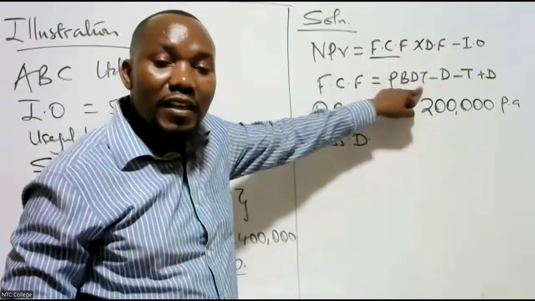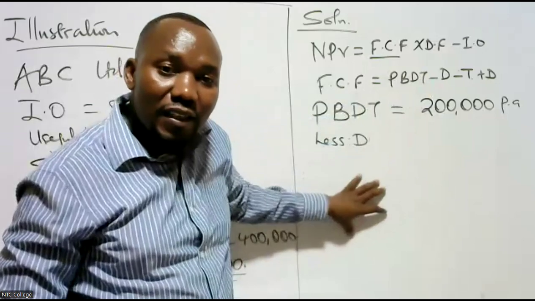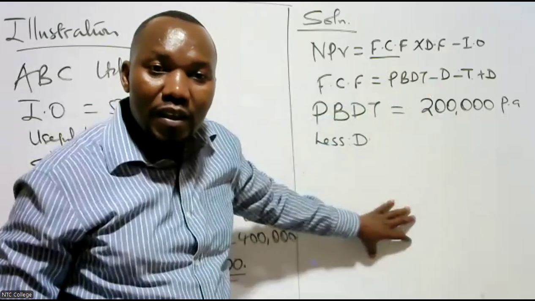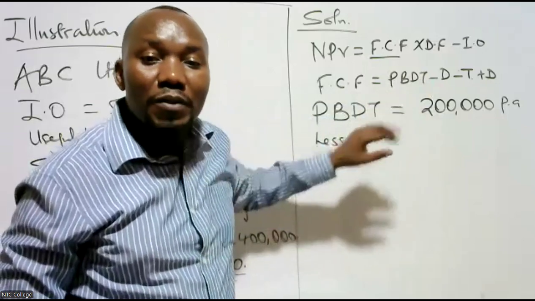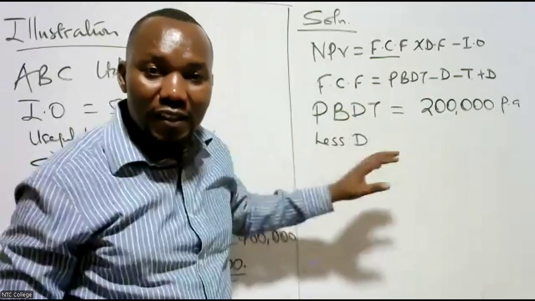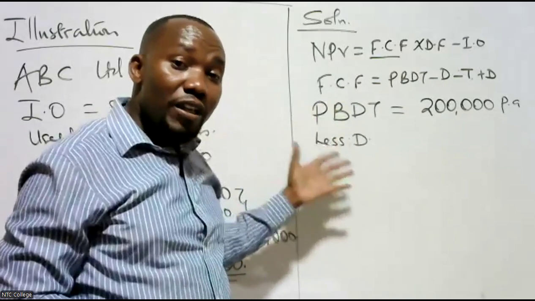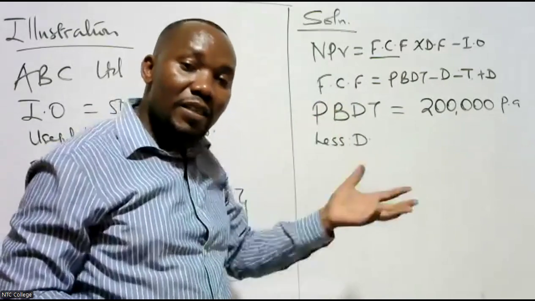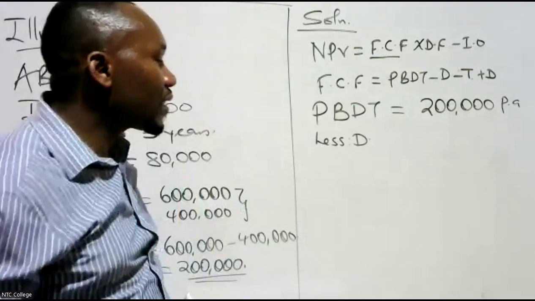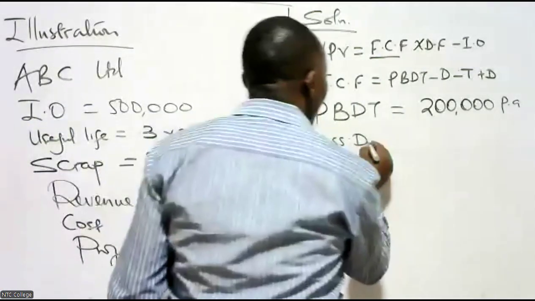And for you to remove the tax, you need to less depreciation first so that you tax the balance. In taxation, you need to remove depreciation first, then you tax the balance. So that is why depreciation is very important here. Now it can help us know the amount that is taxable. So for us to know the amount that is taxable, we less depreciation first.